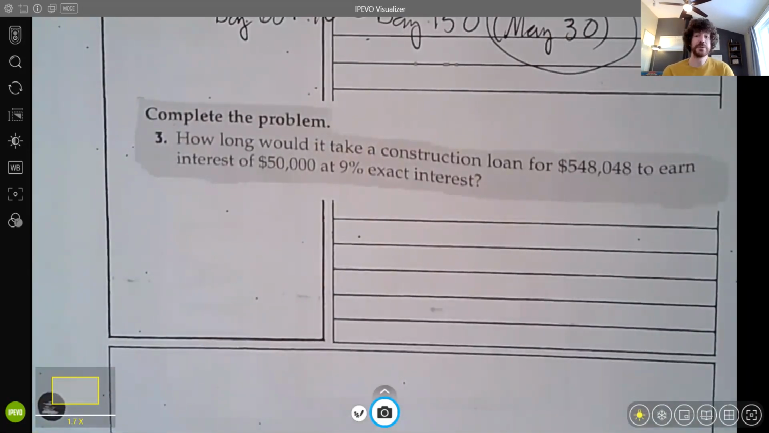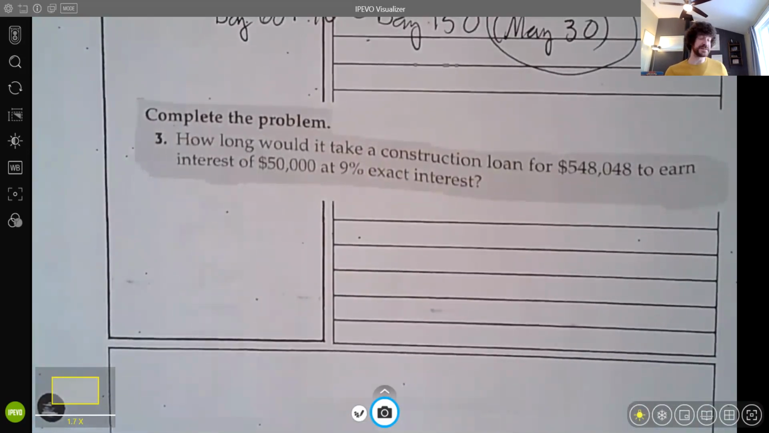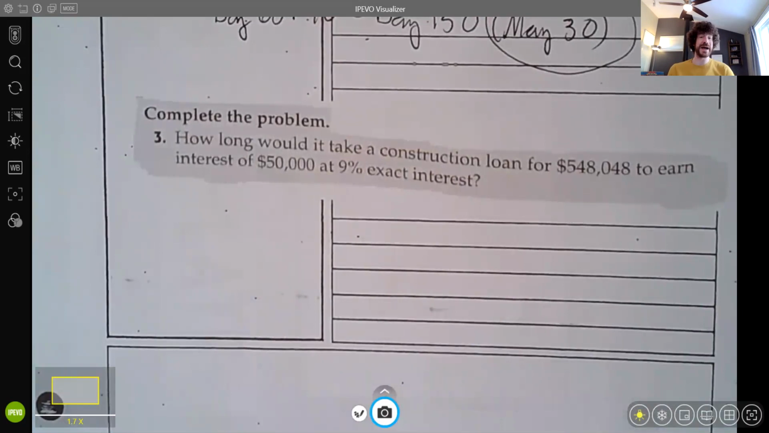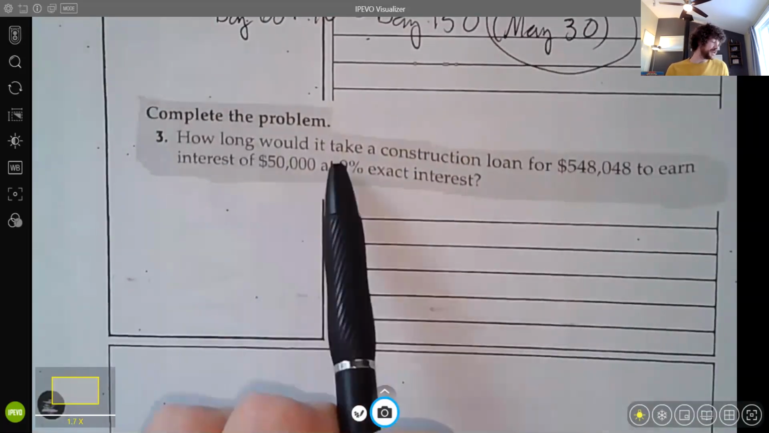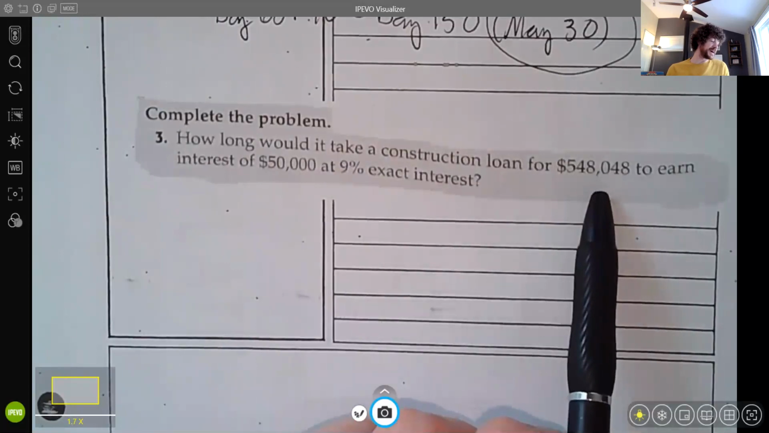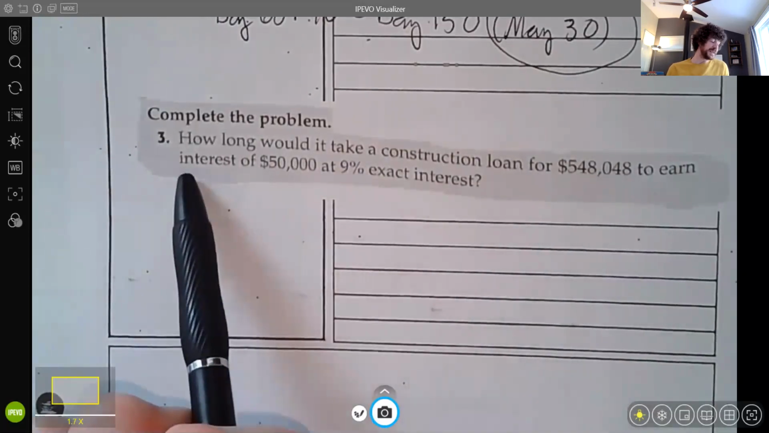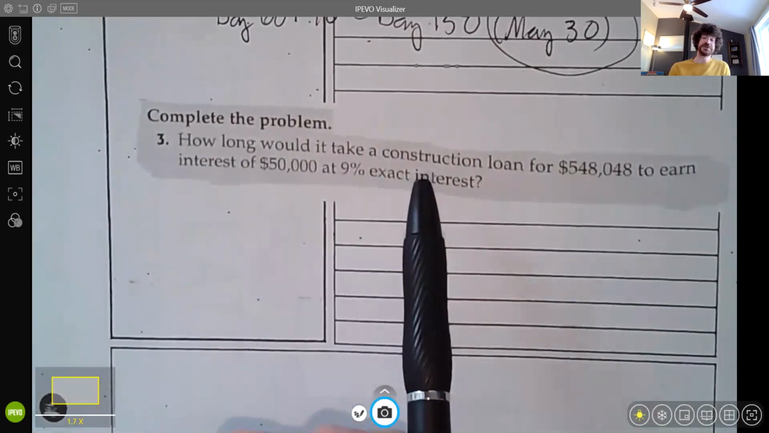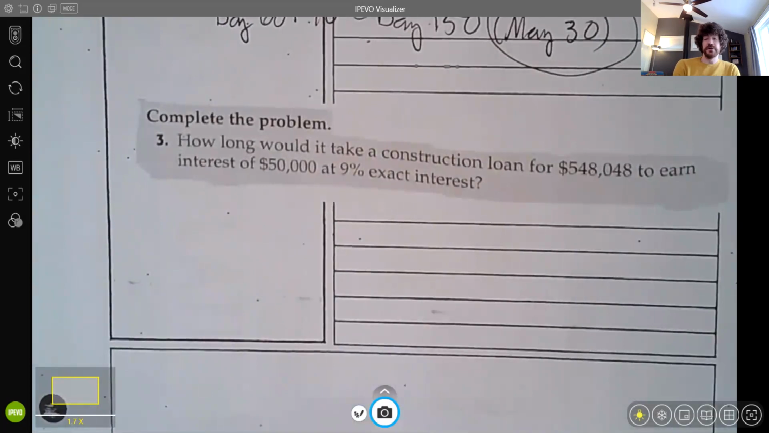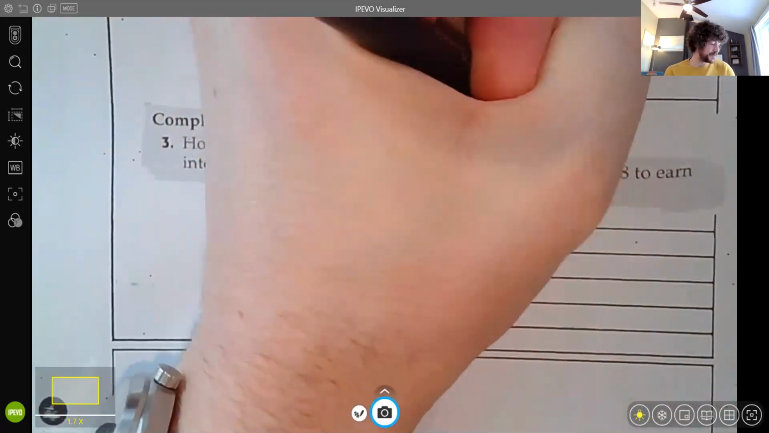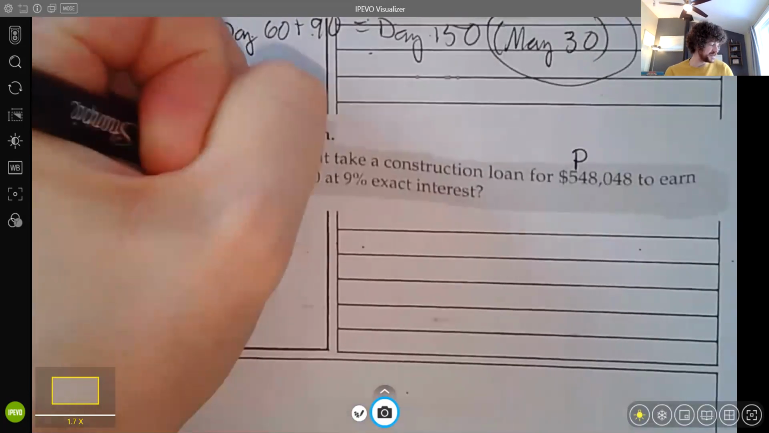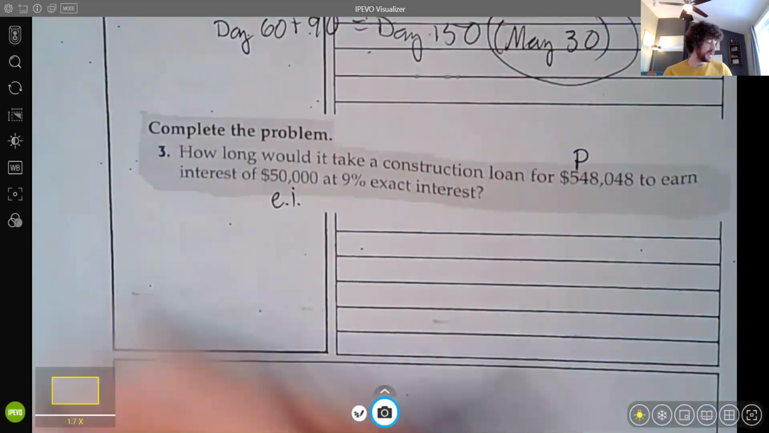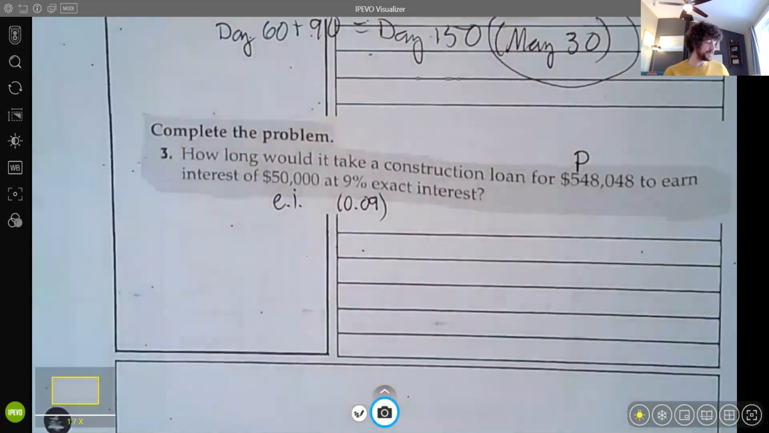Here we go. How long would it take? So this one, we don't have to use the elapsed timetable. Now, we might have to on one or two of the questions on the assignment, but this one does not make us do that. So we just have to figure out how long. So number of days. How long would it take a construction loan for $548,048 to earn interest of $50,000 at 9% exact interest? So this is our principal value right here. This is exact interest. And then we've got 0.09.